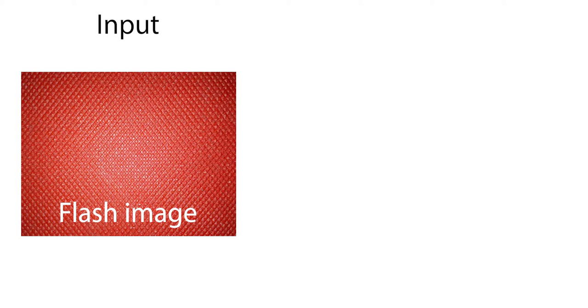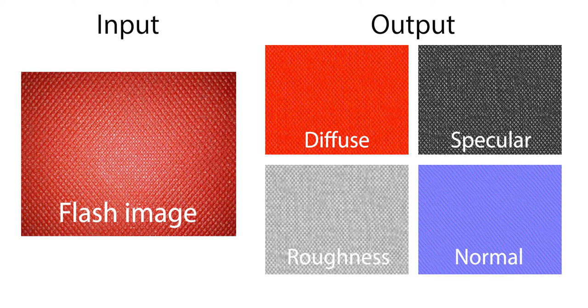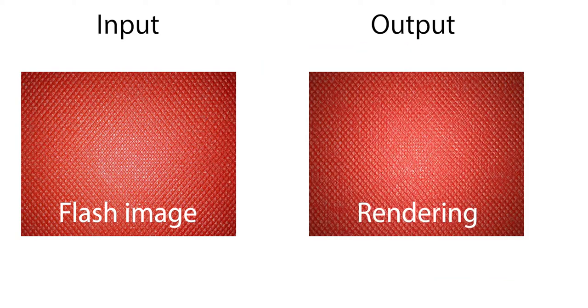We propose a method that decomposes a single flash image into spatial fields of BRDF components that, when rendered, resemble the input image. Our method is fully self-supervised and is trained on real flash images.